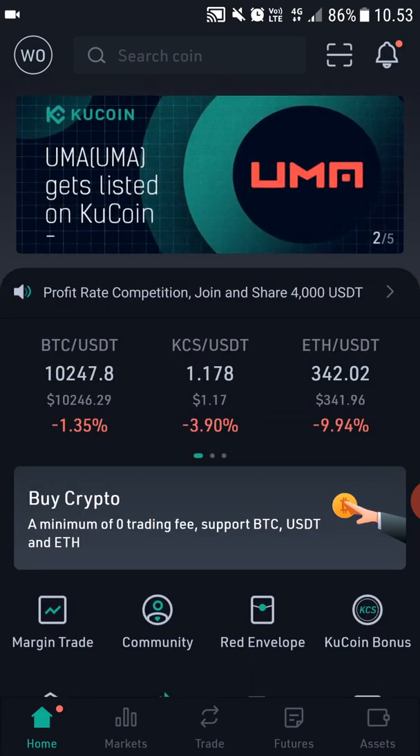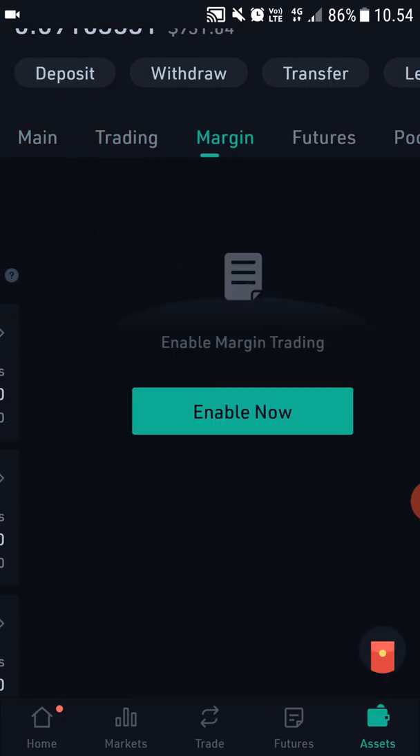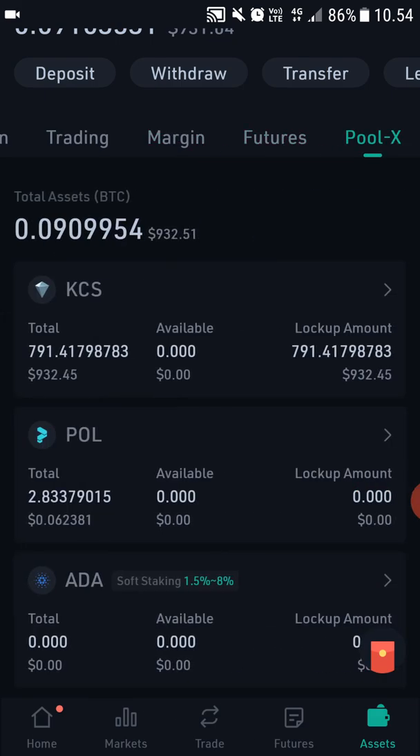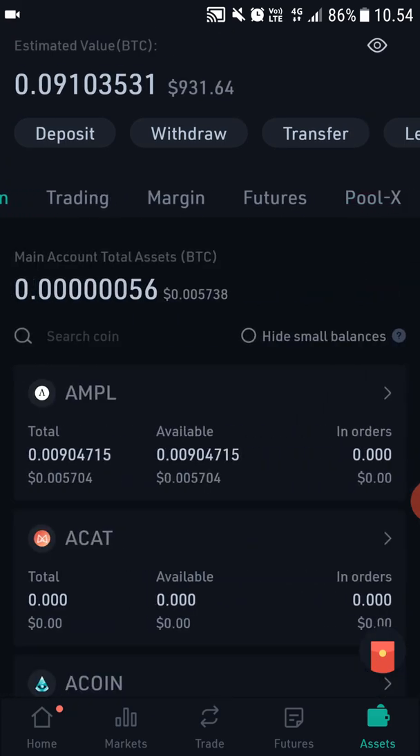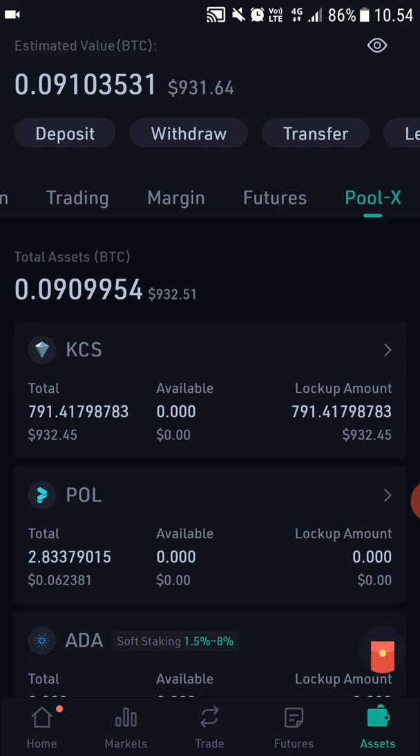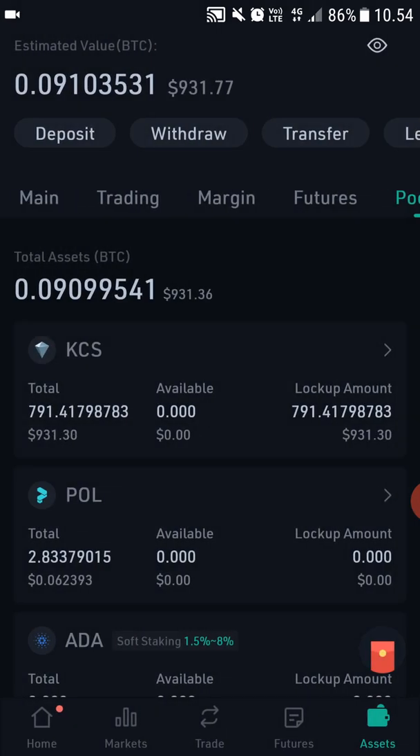By the way, I have to show you that KuCoin has different wallets: main, trading, margin, futures, and Pool X. On the Pool X wallet you can see your staked coins, which is awesome. After the lockup days, for example my KuCoin shares are on a 14-day lockup, or 13 days now, I can just come here and redeem them. Then I can transfer them back to my wallet. So that's how it works.